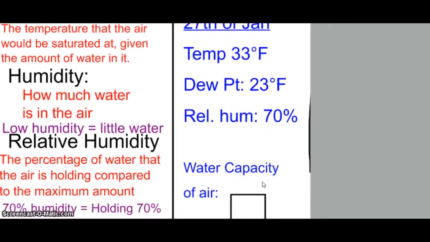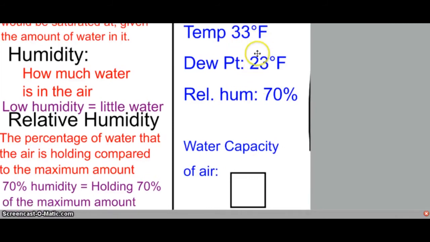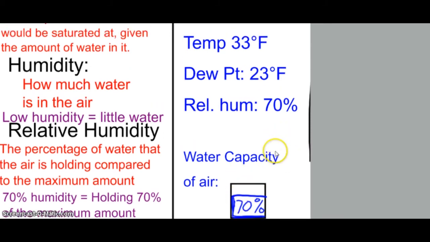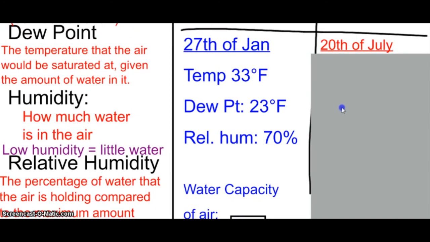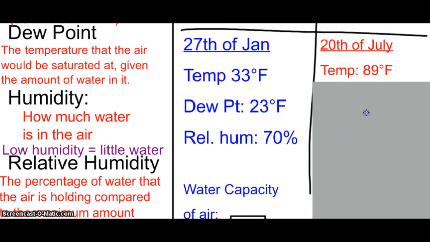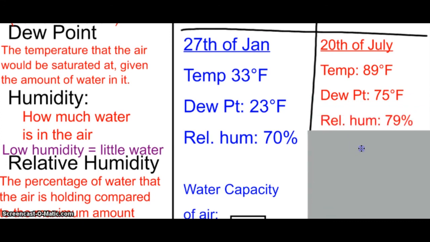Now, the water capacity of the air on this 33 degree day is kind of small. Okay? It's not a huge box. And that box is about 70% full. So if it were 100% full, that air would be saturated. If the dew point were at 33 degrees, that means it would be 100% relative humidity, and that capacity would be filled. On the other hand, in the summertime, let's call it the 20th of July, the temperature might be 89 degrees with a dew point of 75 and the relative humidity of 79%.